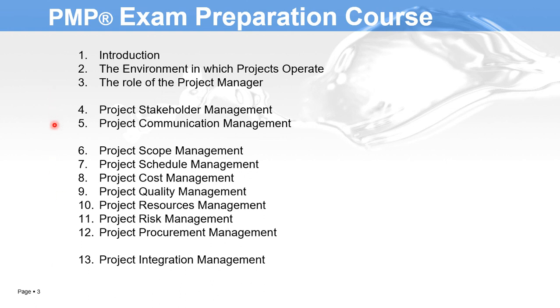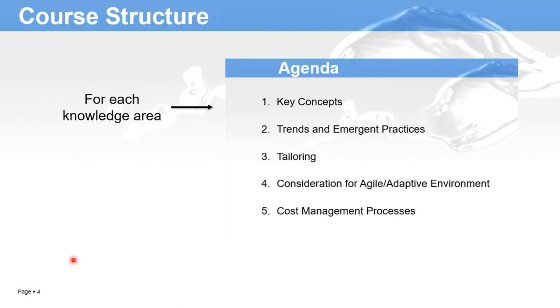Start with the introduction, chapter 1, then chapter 2, chapter 3, and then go to project stakeholder, which actually in the PMBOK guide is chapter 13, and then project communication management, chapter 10, and then scope, schedule, cost, quality, resources, risk, procurement, and finally we discuss and illustrate the project integration management. This is the structure of our course.